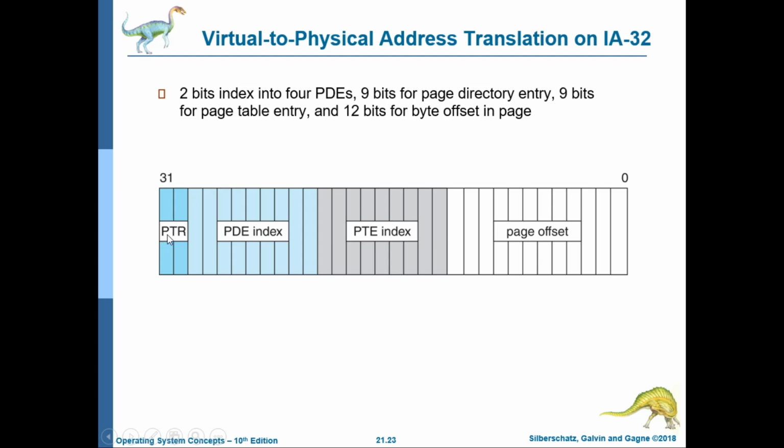So 2 bits PTR, it means pointer. And then 9 bits for page directory entry. So this is the PDE. And then 9 bits for page table entry. So that's why we have this PTE, 9 bits. And then 12 bits for byte offset in page. So this is 12. So 0 to 31 bits.